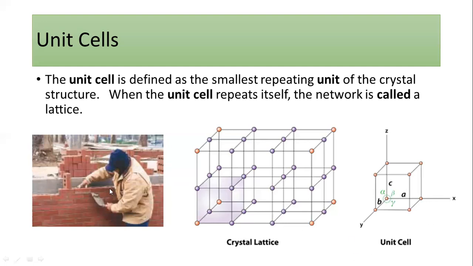Like if you construct a building, and these are the building blocks, each brick is called the unit cell, because this is the smallest repeating unit in the construction of a home or wall, whatever the purpose. But the smallest repeating unit would remain the same. That is the unit cell.